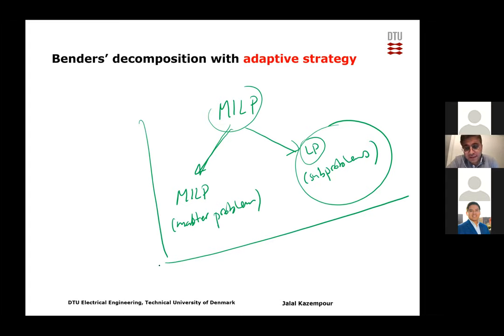But again, I'm repeating, you can apply Benders to this problem. It works. But at the end of the day, for me, most likely it's a heuristic. It means that we can't mathematically guarantee convergence to optimality.